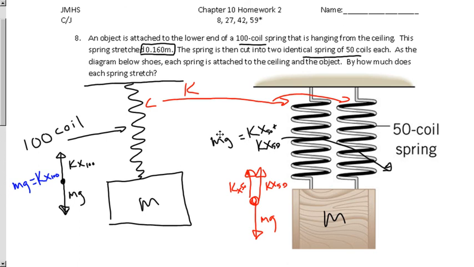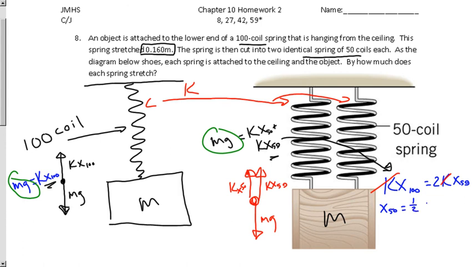And so if we take a look, this mg here is equal to this mg here because it's the same mass, which means we can set this side equal to this side. So we then see that K times x of the 100 is equal to 2 times K times x of the 50. We don't even need to solve for our spring constant because they cancel out. And we find that x of the 50 is equal to 1/2 x of the 100. So that means that because our first spring stretched by 0.16 meters, our second springs each stretch by 0.08 meters.